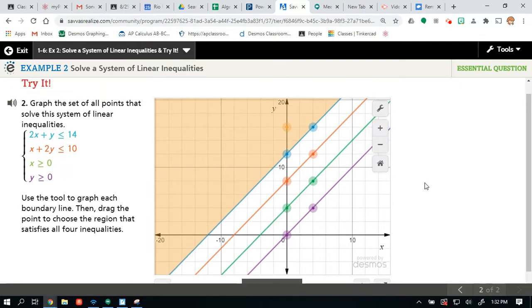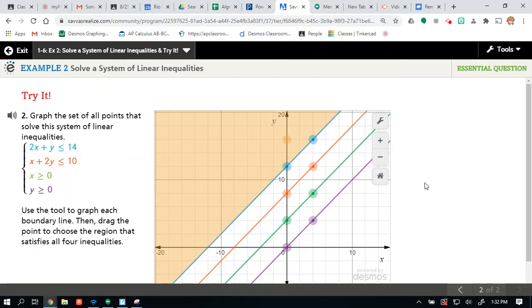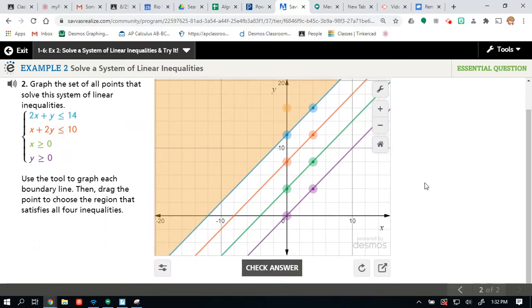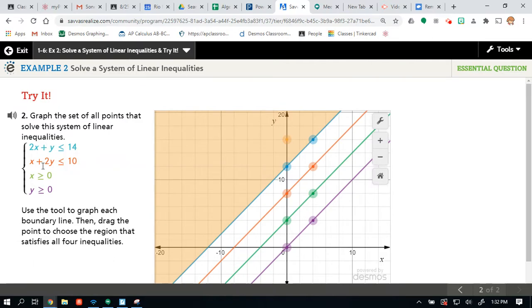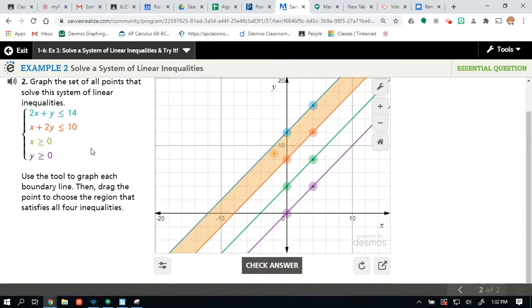So graph the set of all the points that solve the system of linear inequalities. And then they give us four different linear inequalities with their colors. And then this little dot, we're going to use this dot to show the region in which the graph is covering, where all these are met for our system of linear inequalities.